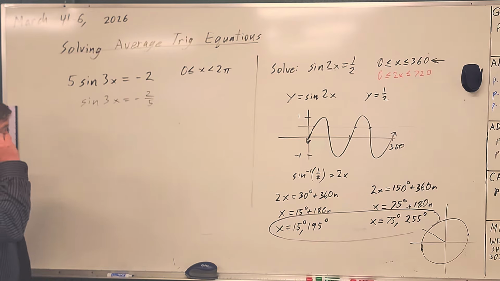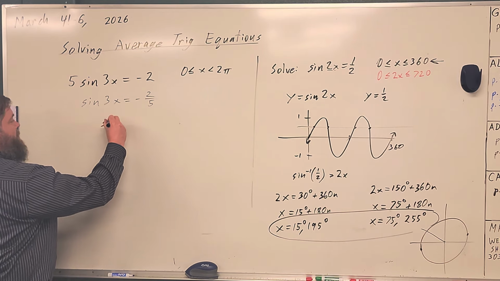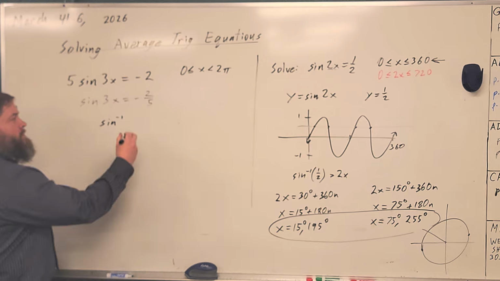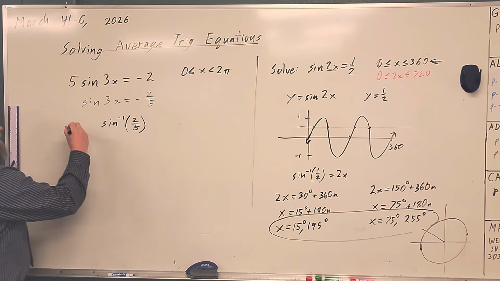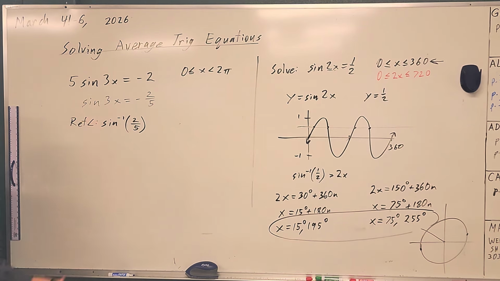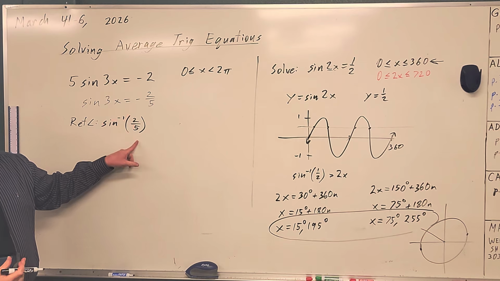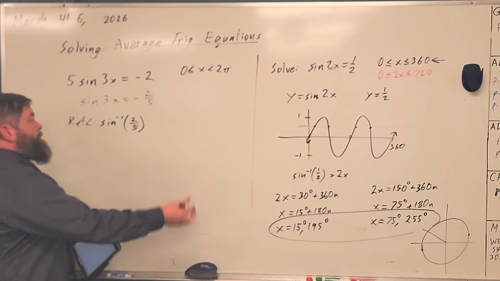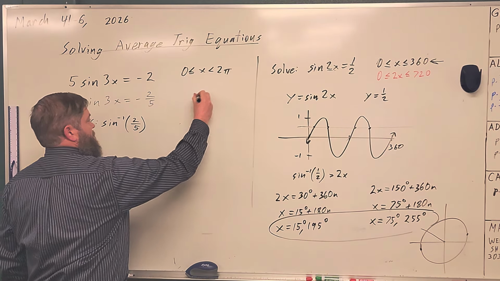Okay. So on my graphing calculator, I would do sine inverse of 2/5. However, this is going to give me the reference angle. It's not going to give me the actual angle, it's going to give me the reference angle. But from the reference angle, I'll be able to find all angles that have a sine of negative 2/5. So, on your calculator, go ahead and do sine inverse of 2/5 and tell me what you get.